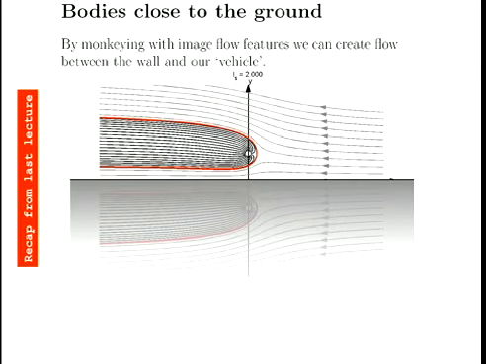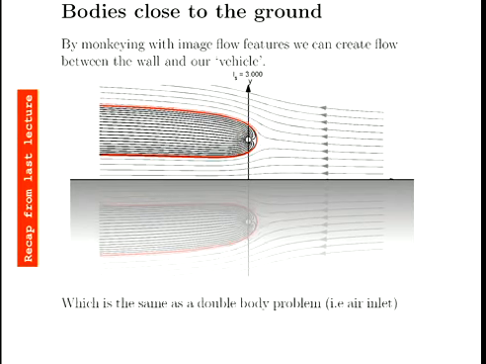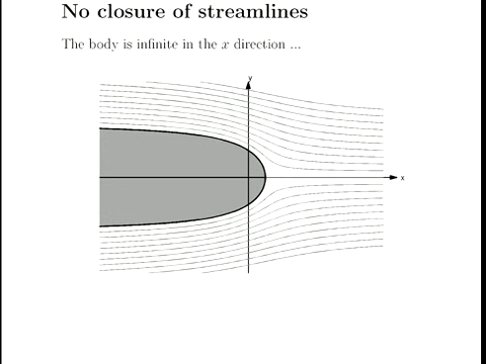We realized if we move that source away from the x-axis and added image features, we could model a vehicle that actually had flow between it and the wall. And if you remove that solid boundary, I suggested that that's also a nice model for a subsonic inlet to a gas turbine.